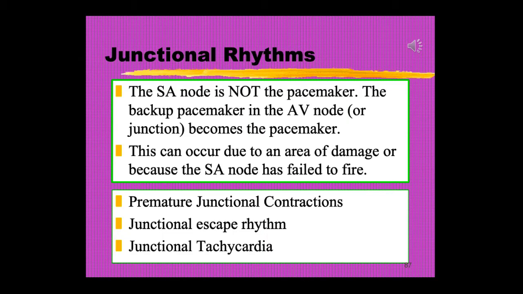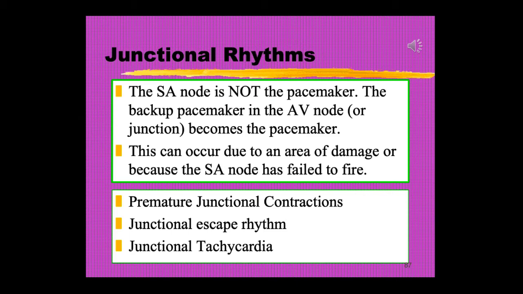As you guessed, the previous slide was not a sinus nor atrial rhythm. We're now going to be discussing junctional rhythms. In junctional rhythms, the SA node is not the pacemaker, nor is there a pacemaker occurring in the area of excitation in the atria. The pacemaker in this case is at the AV node or the AV junction, and that becomes the pacemaker of the heart.